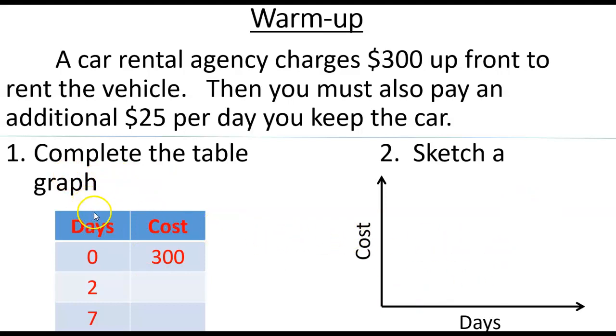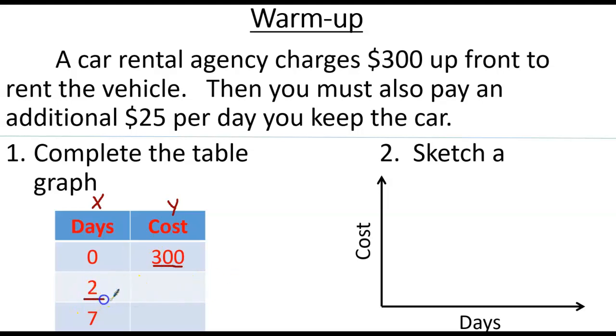Now notice we have two variables we're looking at. Our variables, which you could call X and Y, are days and cost. So we're going to say that days represents our X values and cost represents our Y values. Those are our two variables. On the day that you rent the car, we'll call that day 0. They asked for $300 up front. So right there, it costs you $300 before you've even had it for a whole day.